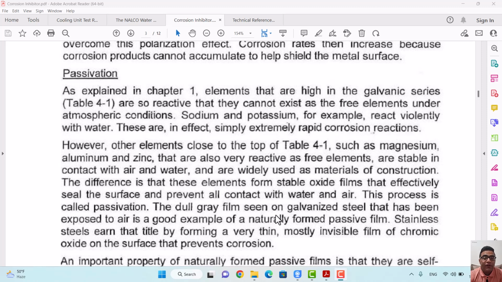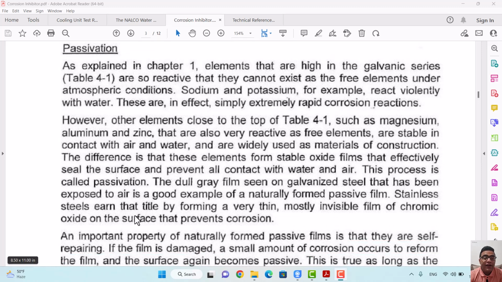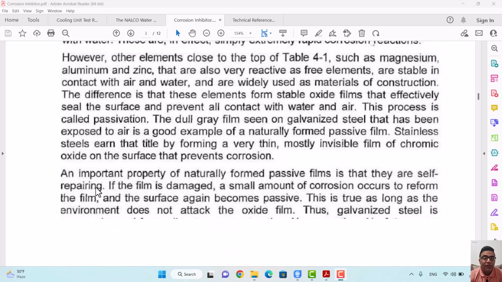The dull gray film seen on galvanized steel that has been exposed to air is a good example of a naturally formed passive film. Stainless steel earned the title by forming a very thin, mostly invisible film of chromic oxide on the surface that prevents corrosion. An important property of a naturally formed passive film is that it is self-repairing. If the film is damaged, a small amount of corrosion occurs to reform the film and the surface again becomes passive. This is true as long as the environment doesn't attack the oxide film.